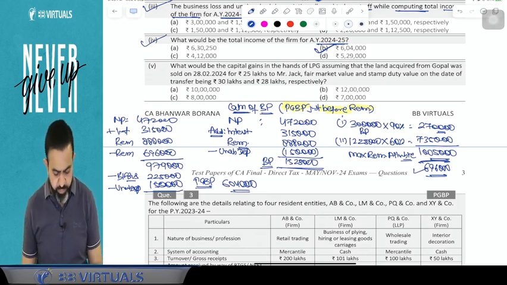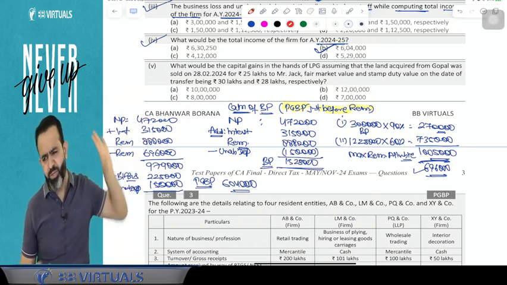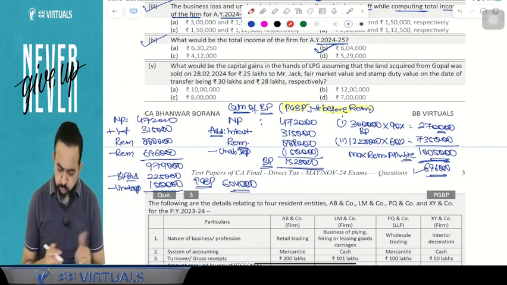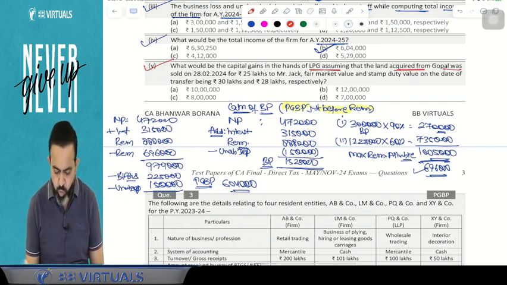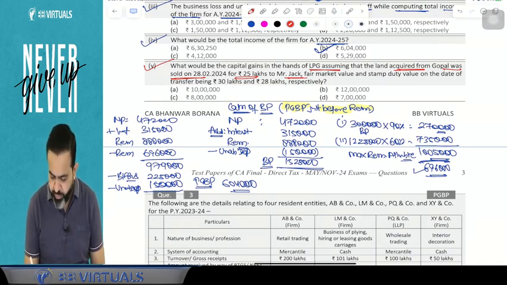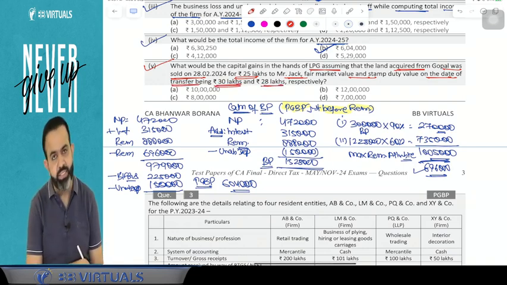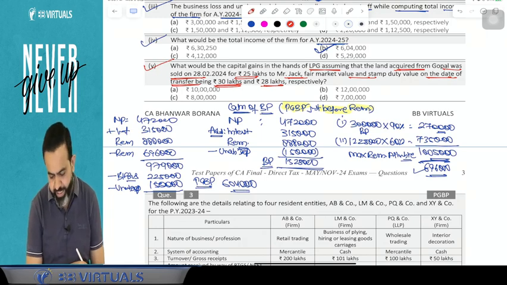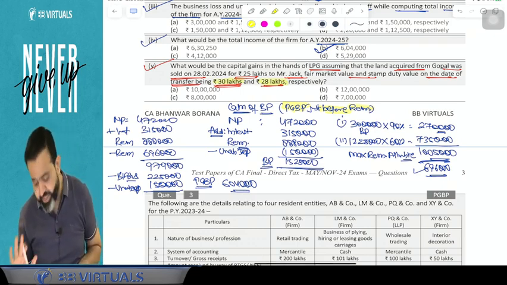Now next part, point number 5. Here is a very interesting point, and I think everyone made the mistake in this point. Now what is this point? What would be the capital gain in the hands of the firm, assuming that the land acquired from Gopal was sold in the current year for 25 lakh to Mr. Jack? Fair market value and stamp duty value on the date of transfer are 30 lakh and 28 lakh. Now what should be the capital gain amount? Guys, this is a very tricky question.